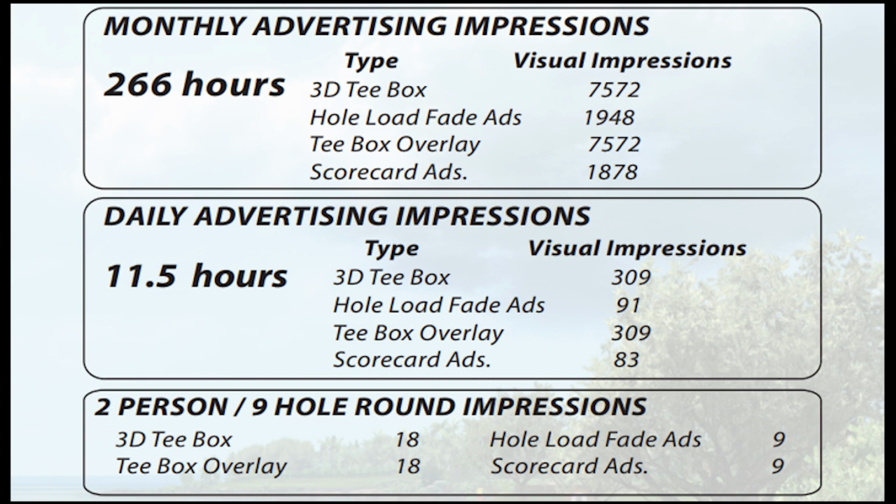And then just on an average with a 2-person 9-hole round, they're getting 18 impressions on the T-box sign. They're getting 18 impressions on the overlay. They're getting 9 on the hole load, and then you're getting 9 on the scorecard. So you do have a captive audience. People are usually staring at the screen. So these are great ways to get in front of customers for you guys.